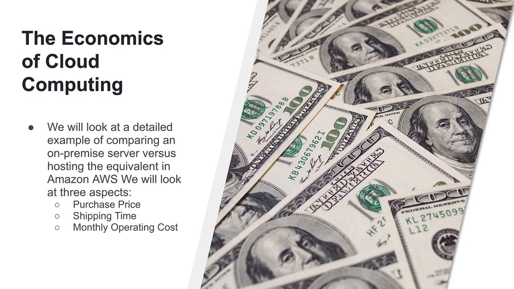In this lesson we're going to look at a detailed example of comparing an on-premise server versus hosting the equivalent in Amazon AWS. And we'll look at the cost and deployment from three aspects: the purchase price, the shipping time or the time to market, and then the monthly operating cost. You can talk about the advantages of cloud computing, but I think it becomes much more apparent if you really look at a detailed example.